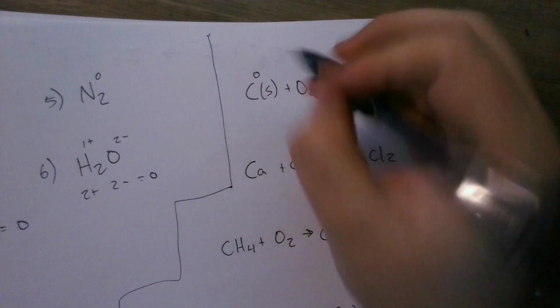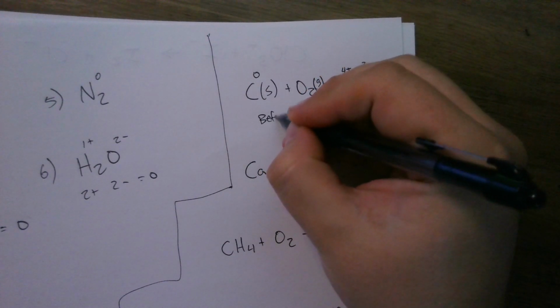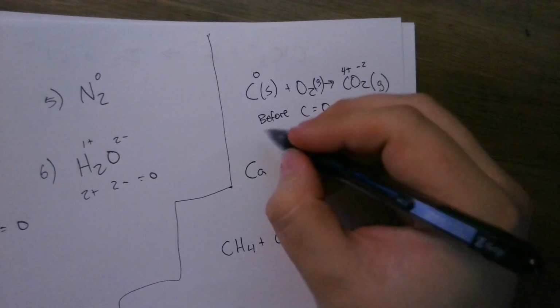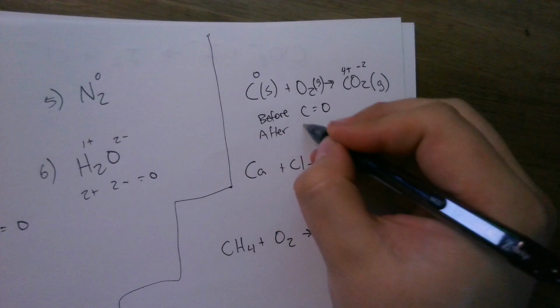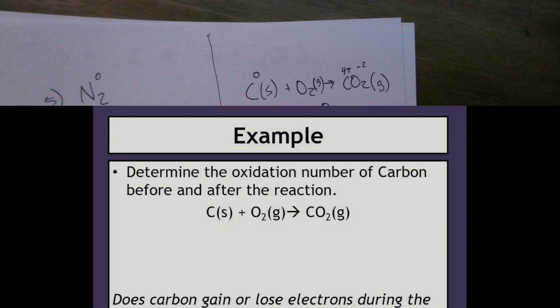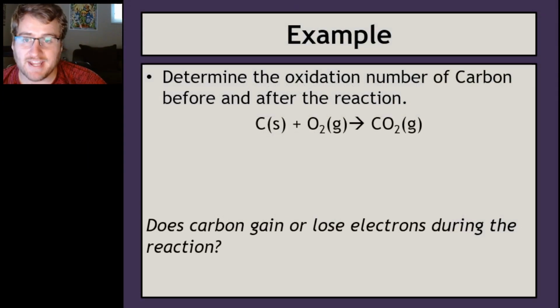So before my reaction, carbon equals 0. And then after, carbon is 4 plus. Okay. The second part of the question says, does carbon gain or lose electrons during the reaction?